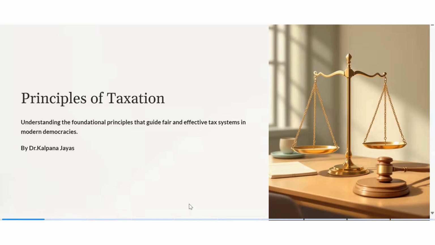In this lecture, we would be understanding principles of taxation. This is the first lecture of the series when it comes to law of taxation in India. We would understand the foundational principles that guide fair and effective tax systems in modern democracies. India is the largest democracy of the world, and these principles have been a guiding force when it comes to making taxation law or legislating on tax in India.